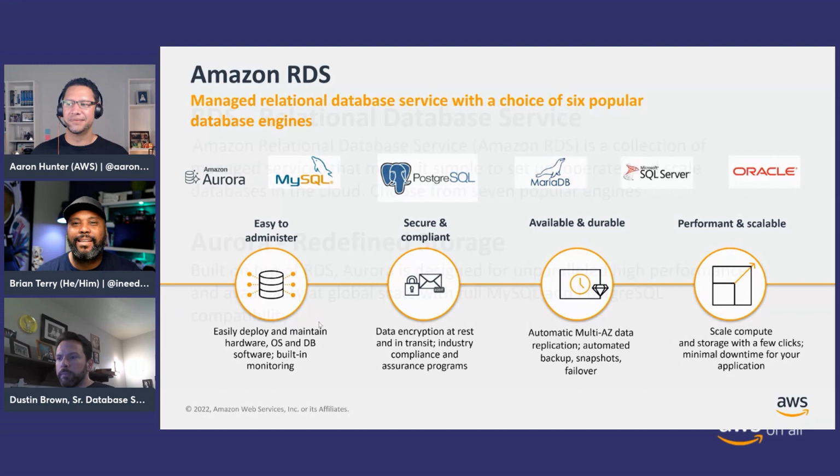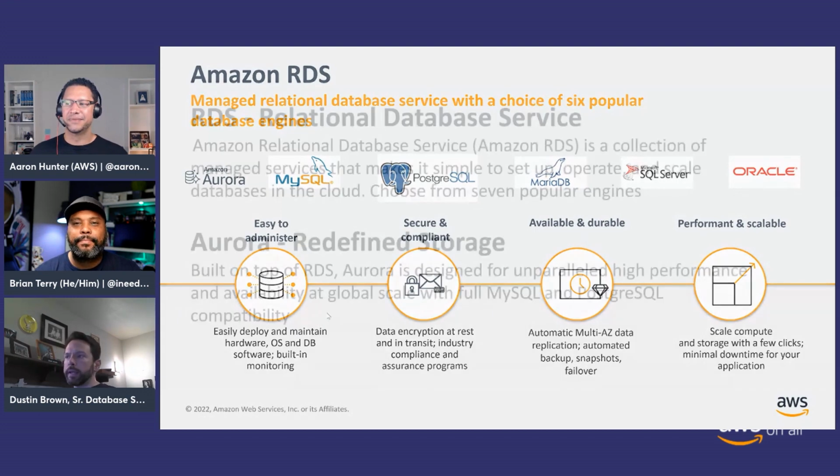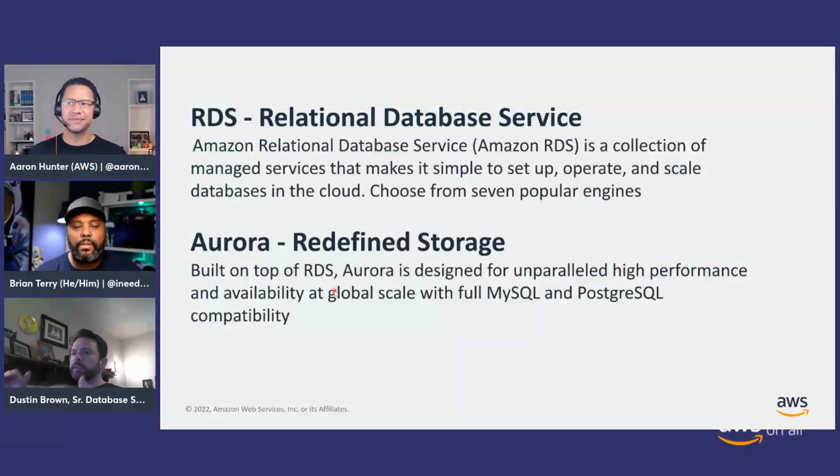We're going to talk a little bit more about the difference between RDS, Relational Database Service, and Aurora. So just some quick definitions. Amazon Relational Database Service is a collection of managed services that makes it simple to set up, operate, and scale databases in the cloud. Aurora, and some people might not know this, is actually built on top of RDS, but Aurora is designed for unparalleled high performance and availability at a global scale with full MySQL and Postgres compatibility.